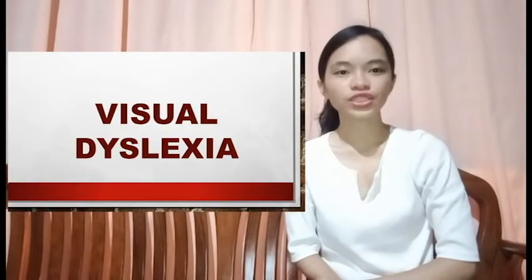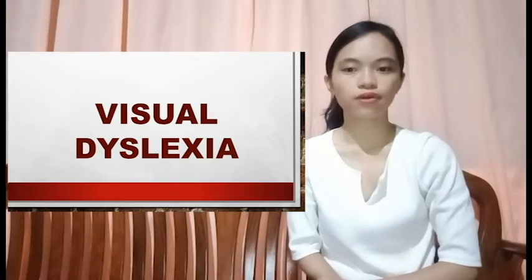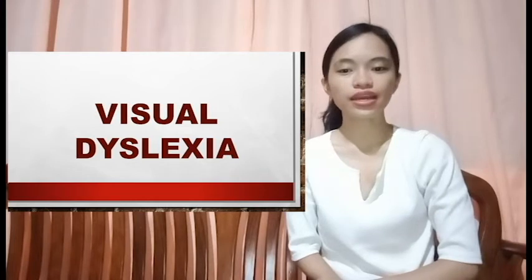Fourth is visual dyslexia. This term is sometimes used to refer to visual processing disorder, a condition in which the brain does not properly interpret visual design or signals. The fifth one is auditory dyslexia. This term has been used to refer to auditory processing disorder. Similar to visual disorder, there are problems with the brain's processing of sounds and speech.